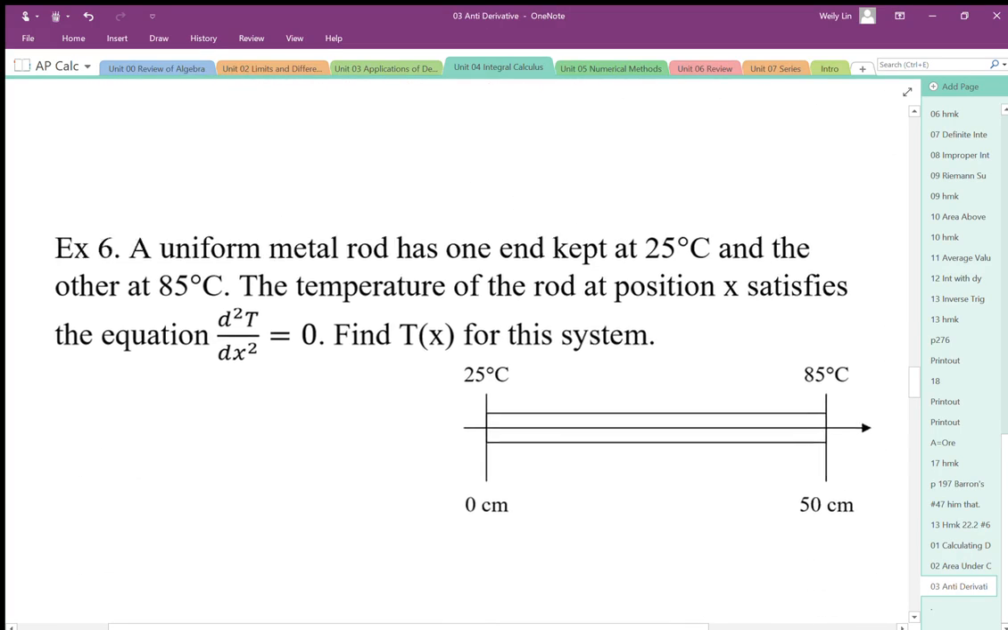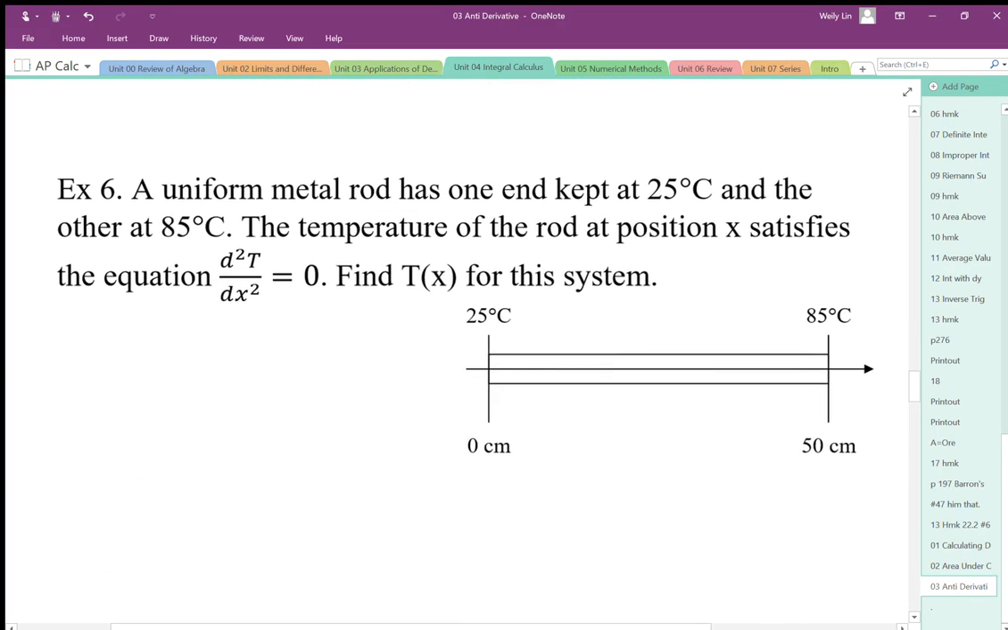Okay, so let's look at another one here. We've got a uniform metal rod. It's kept at 25 degrees on one end and 85 on the other. And the temperature of the rod at any position x follows the differential equation. So as we move x, the temperature changes. So T is a function of x.